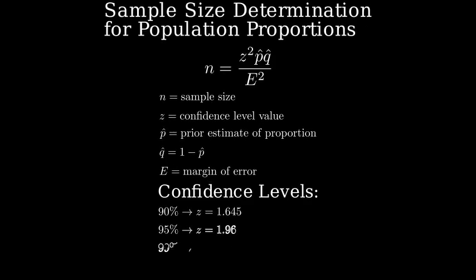Common confidence levels are 90%, 95%, and 99%. These correspond to z-values of 1.645, 1.96, and 2.58 respectively.